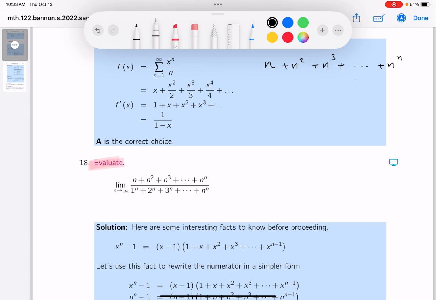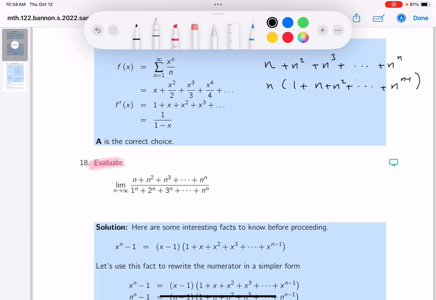What I'm going to do over there is factor the n out, because I want to get that 1. And 1 plus, that's going to be what? n plus n squared plus yada, yada, yada, up to n to the n minus 1. I just factored out the n, by the way.